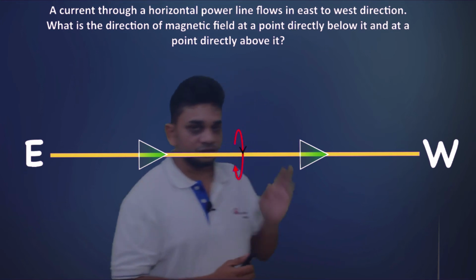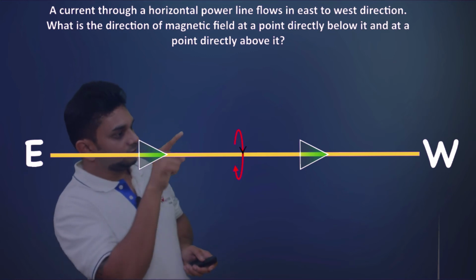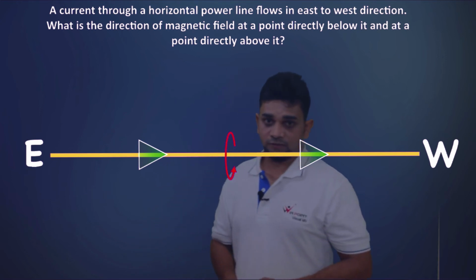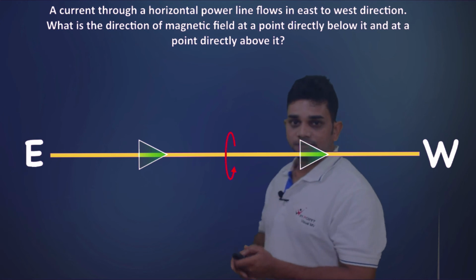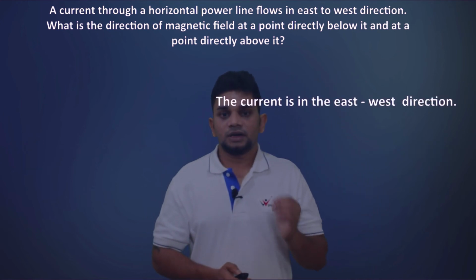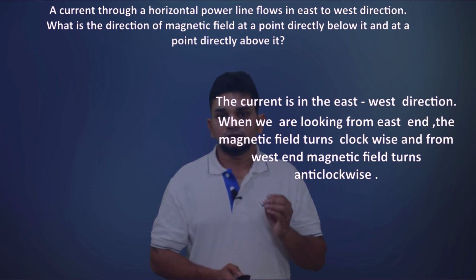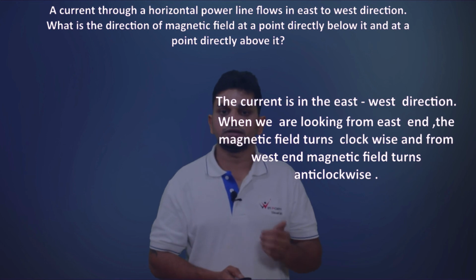Now we are looking from east direction. When we are looking from east direction, you can see that it is clockwise, right? When we are observing from west, it is in anti-clockwise direction. Now we can write the answer. The current is in east-west direction. When we are looking from east, the magnetic field turns clockwise, and from west, the magnetic field turns anti-clockwise.